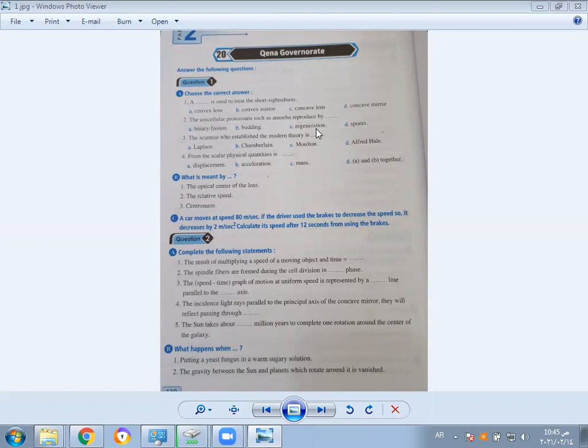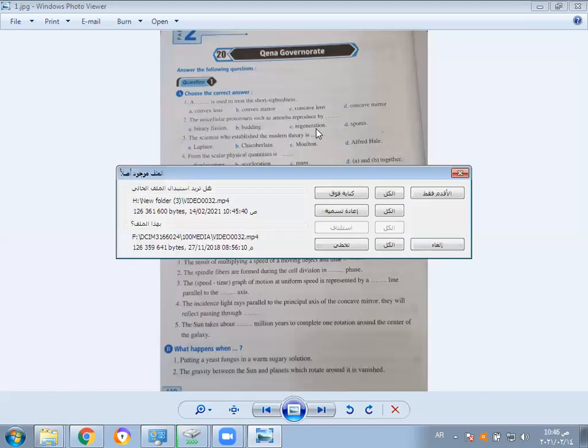1. A convex lens is used to treat the short-sightedness. Here we need to specify how to choose one type of lens to treat the short-sightedness. Of course, our answer will be, I'll give you some chance. Concave lens. Okay, concave lens.